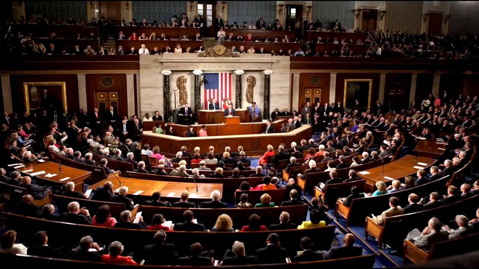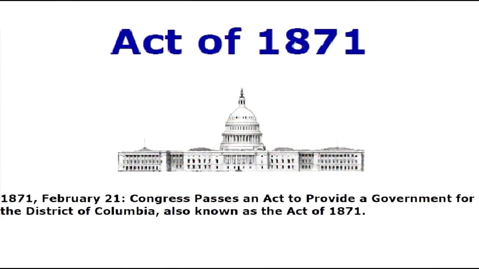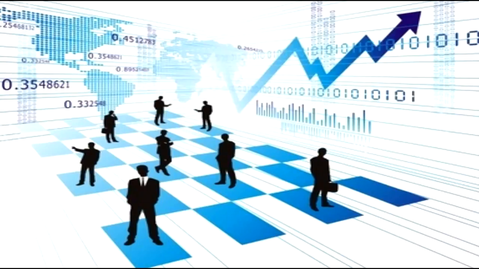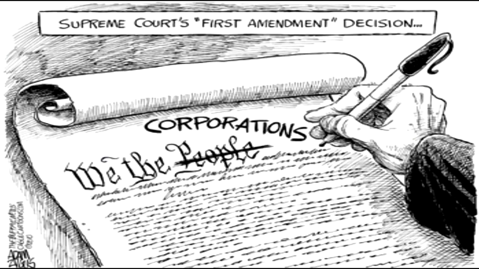What the Congress did with the passage of the Act of 1871 was create an entirely new document, a constitution for the government of the District of Columbia. The kind of government they created was a corporation. The new, altered constitution serves as a constitution of the corporation and not that of America. Think about that for a moment.